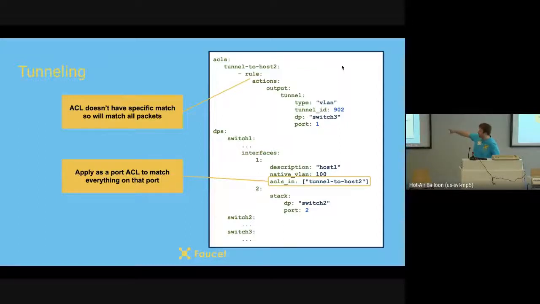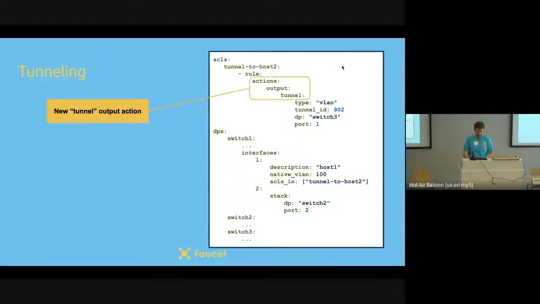And what we do is we apply this as a port ACL to port 1 on switch 1, and we say tunnel to host 2. And that means we'll match everything on that port to this ACL. And then what the ACL does, so we have this new tunnel type output. So normally output was used for, I want to output to this port on the switch I'm currently on, but now we've extended it to this tunnel thing. And you put the type of tunnel. So at the moment we only support VLAN, and that's just mostly because that was the easiest way to test on all vendors, because everyone can do VLANs.